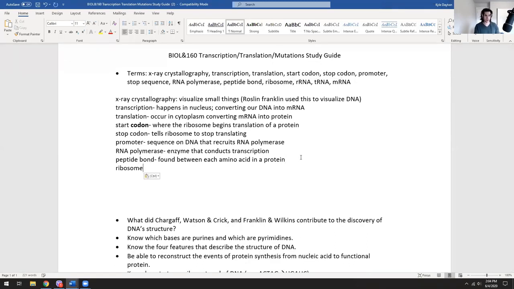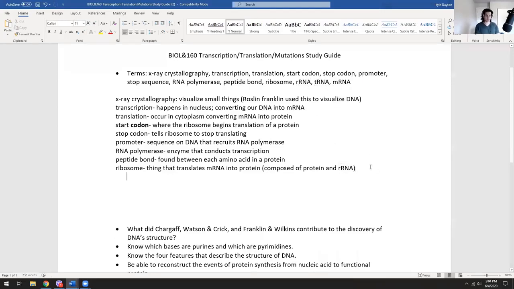Ribosome, this is going to be the thing that translates mRNA into protein, and it's usually composed of protein and rRNA, ribosomal RNA. tRNA, that's going to be transfer RNA, and this is what brings amino acids to the ribosome.